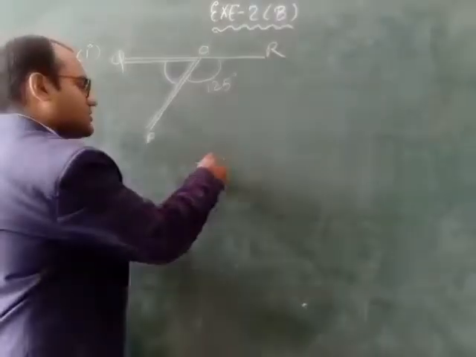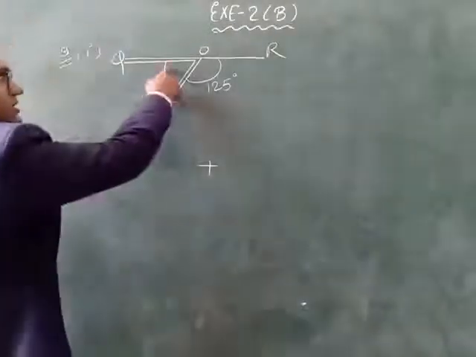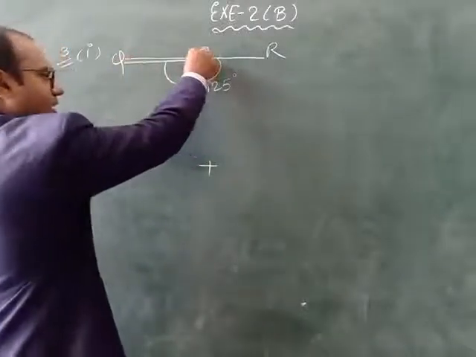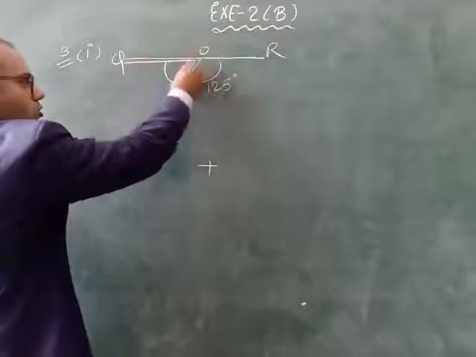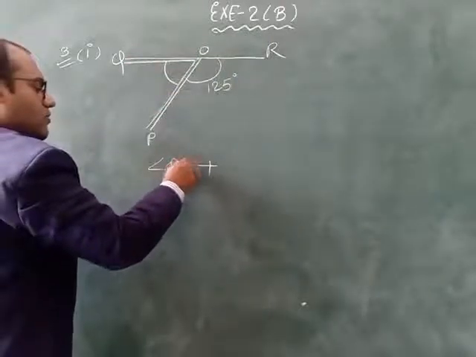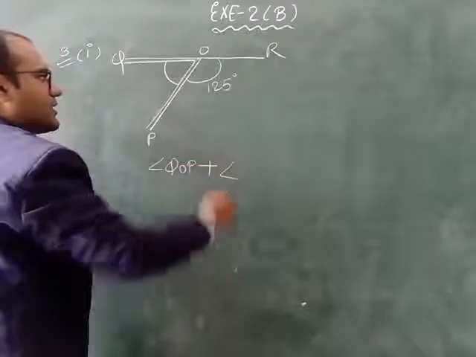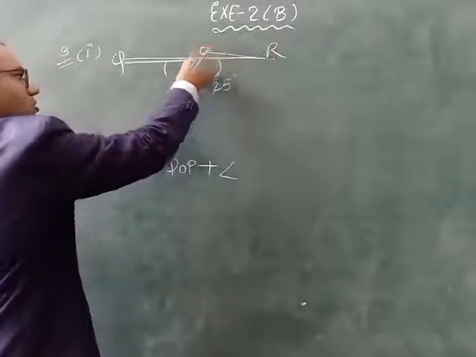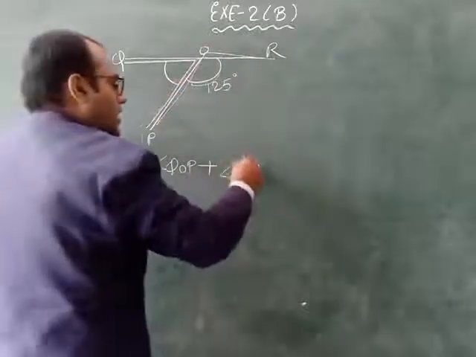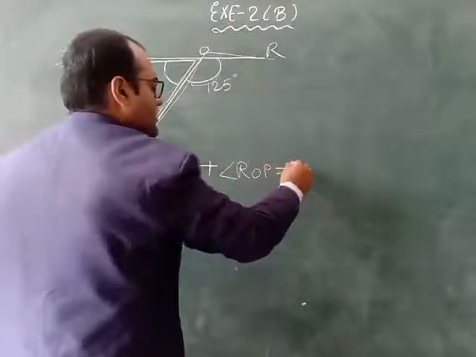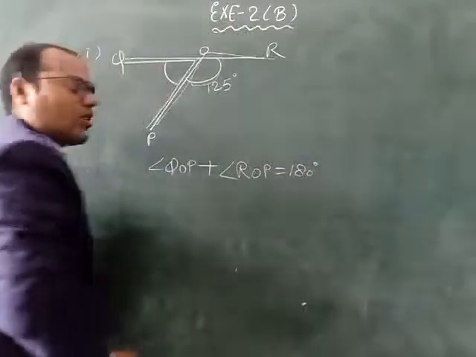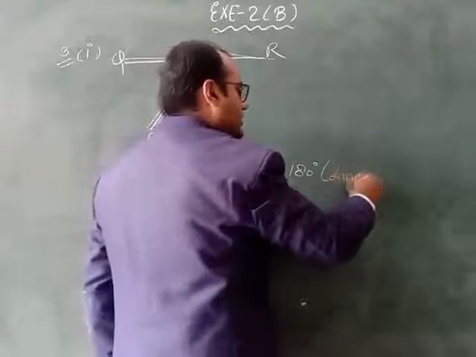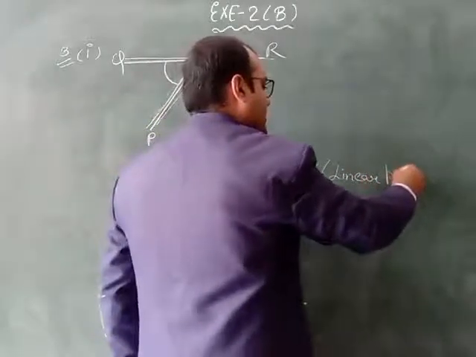Sum means plus. So we will write the names of these angles. We will start with QO, and after that we will come downside, QOP. Angle QOP plus another angle is this one. We will start from here, R to O, then O to P, ROP. The sum of these two will be 180 degrees because these two are making a linear pair. So in the bracket we have to write linear pair property.